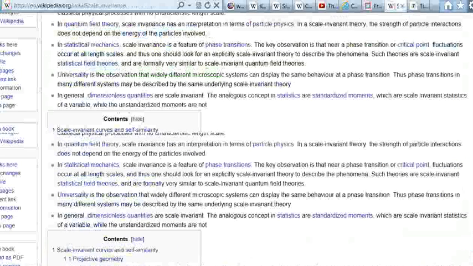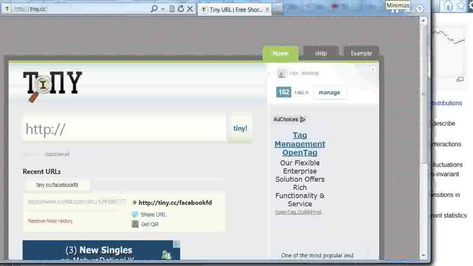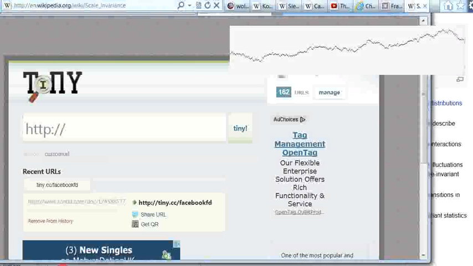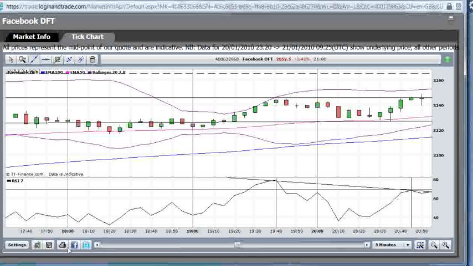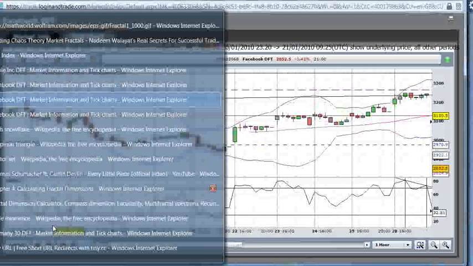Okay, so here's the document we're going to look at. It is tiny.cc/Facebook FE, all lowercase. And we'll minimize that. And now we're going to bring up the charts. So we're looking at Facebook. We're looking at a pattern that I call the fractal. It's a double top divergence. It's a fractal double top divergence, but it's a fractal divergence.